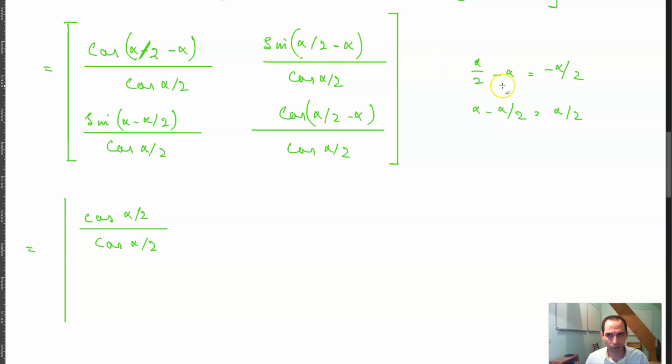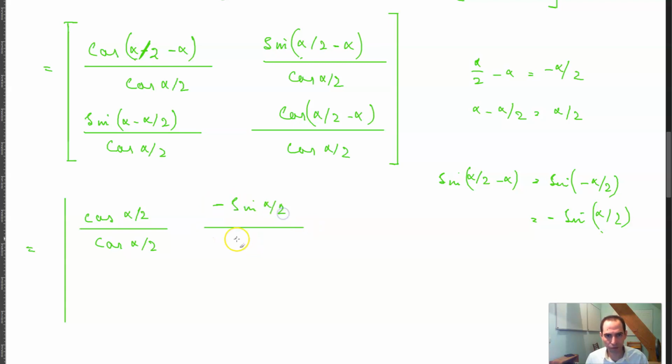Sine of alpha by 2 minus alpha is equal to sine of negative alpha by 2, which is equal to negative sine of alpha by 2, right? And so I can write this as negative sine of alpha by 2 divided by cos of alpha by 2.